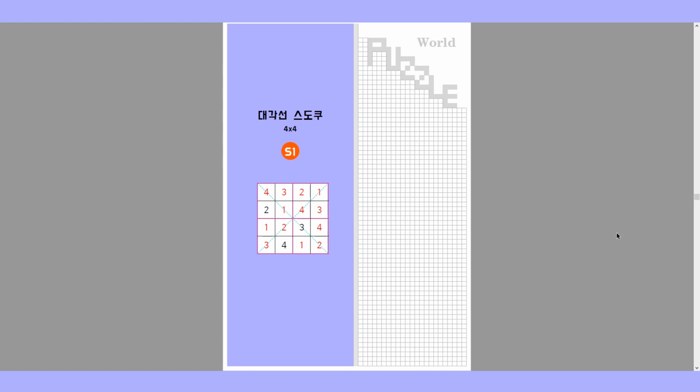Today, we will see a variant of the classic Sudoku puzzle called Diagonal Sudoku. I'll be going over the rules as well as a few examples to help you get familiar with the puzzle.